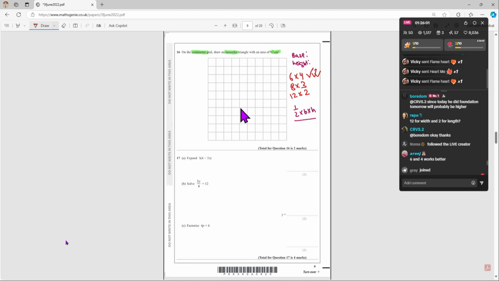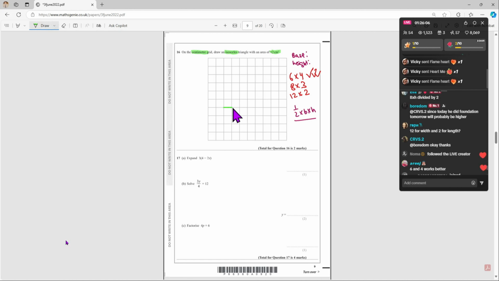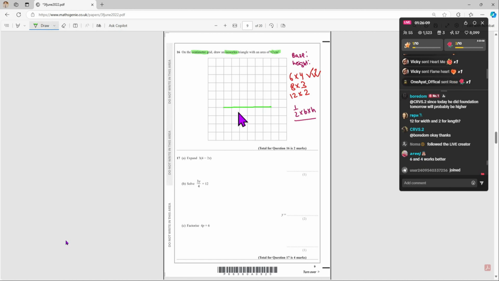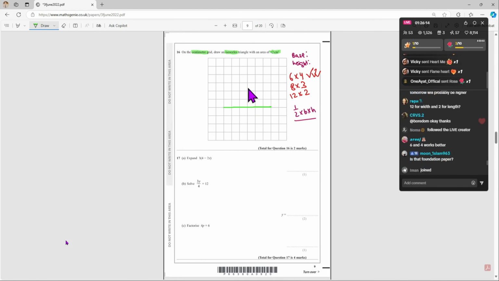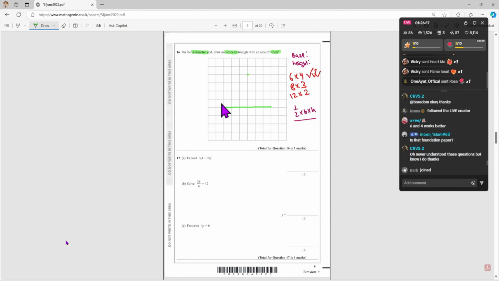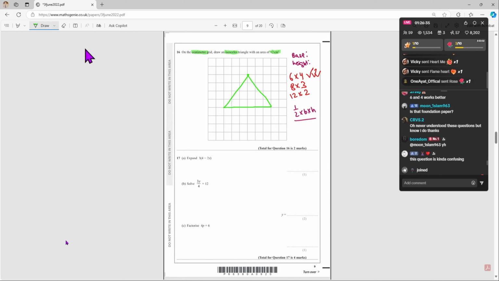So our base is going to be 6. So do it like this: 1, 2, 3, 4, 5, 6. And then we know that the perpendicular height is going to be 4, so we go 1, 2, 3, 4. This is going to be our top there. And then we're going to connect them. I can never draw straight lines. And that should be your triangle. Okay?